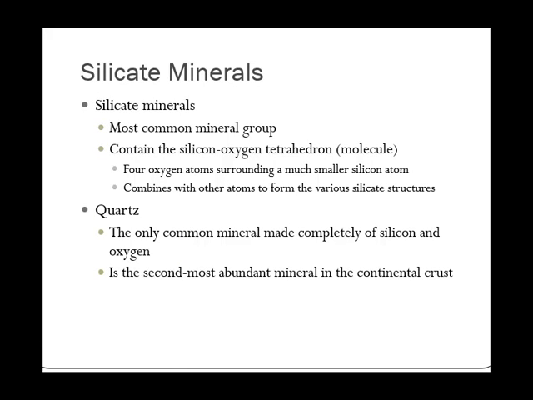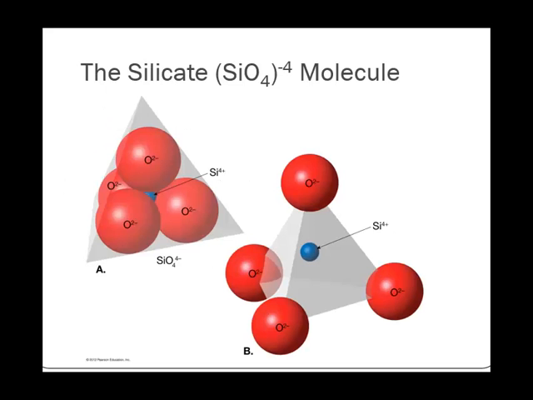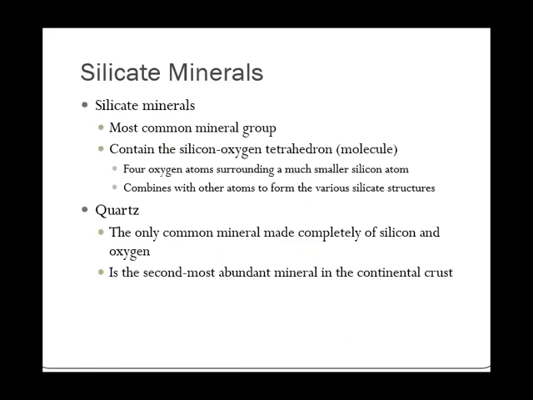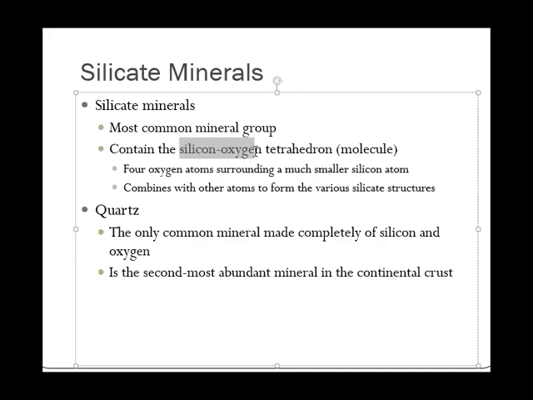Most minerals are what are called silicate minerals. Silicate minerals are minerals that contain silicon and oxygen. You can see over here there is a little diagram of how they work. It's not that important that you remember exactly what these things look like, but what is important is that minerals that contain silicon and oxygen are called silicates.